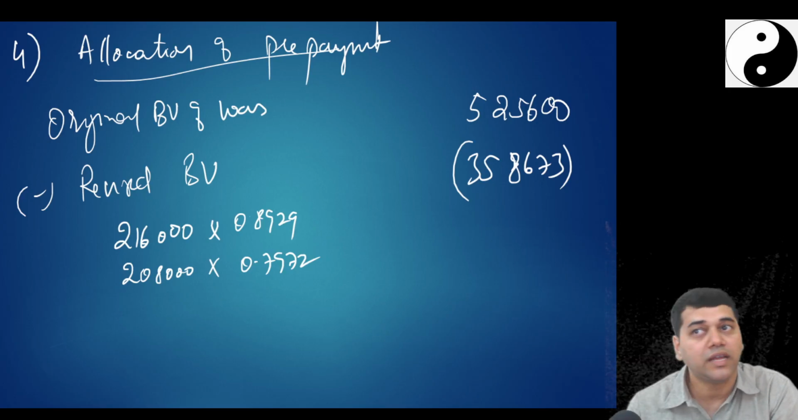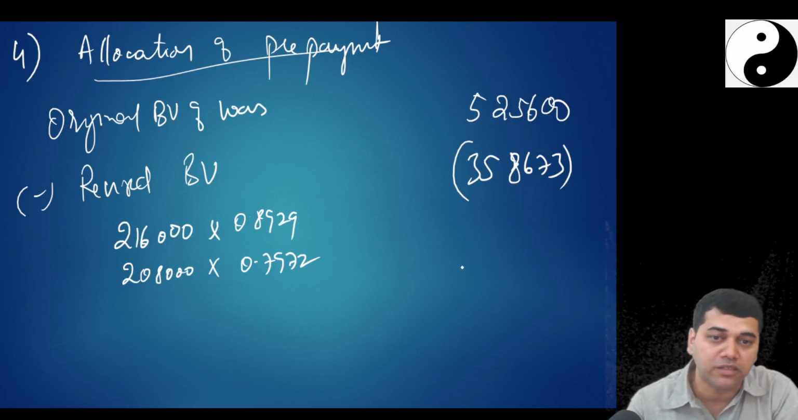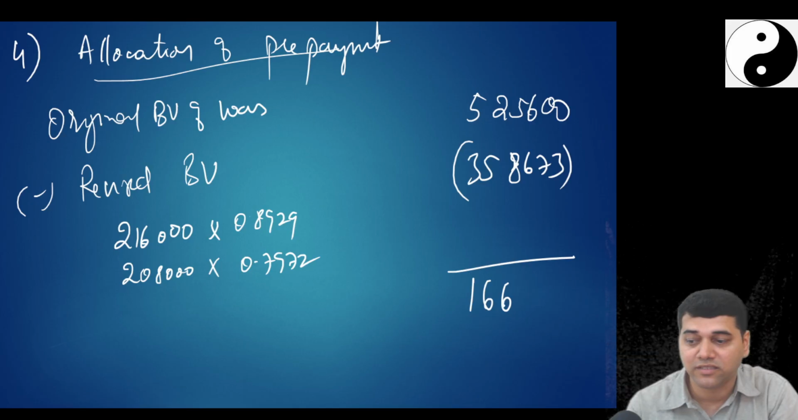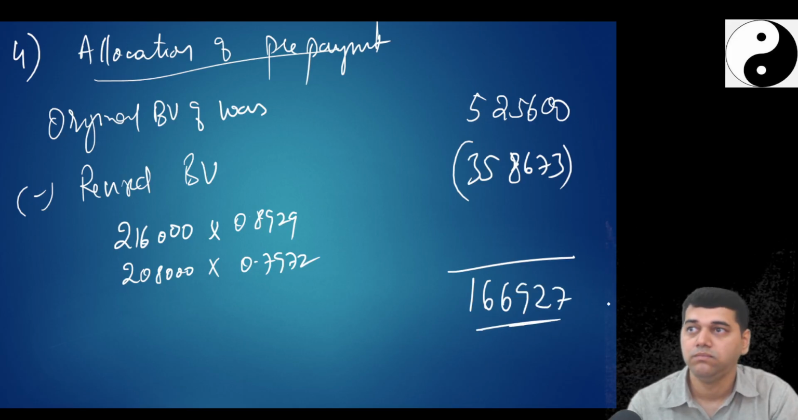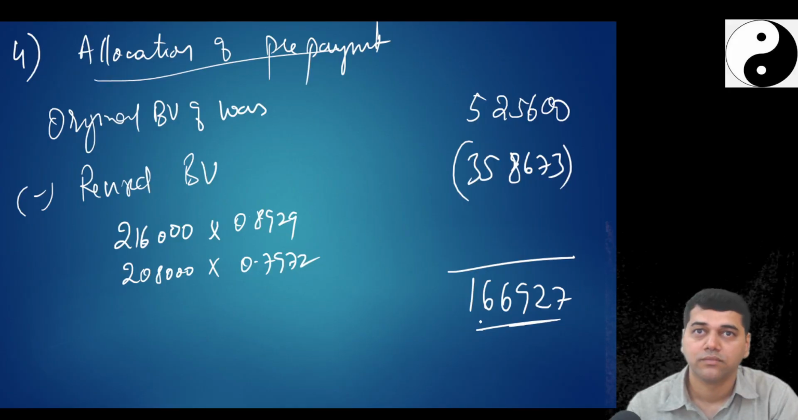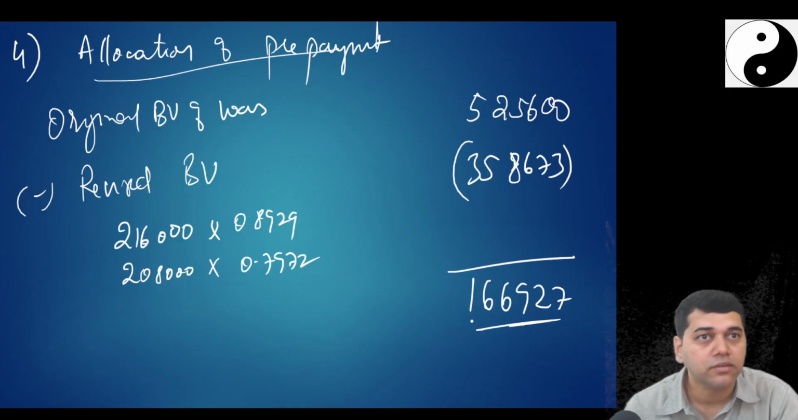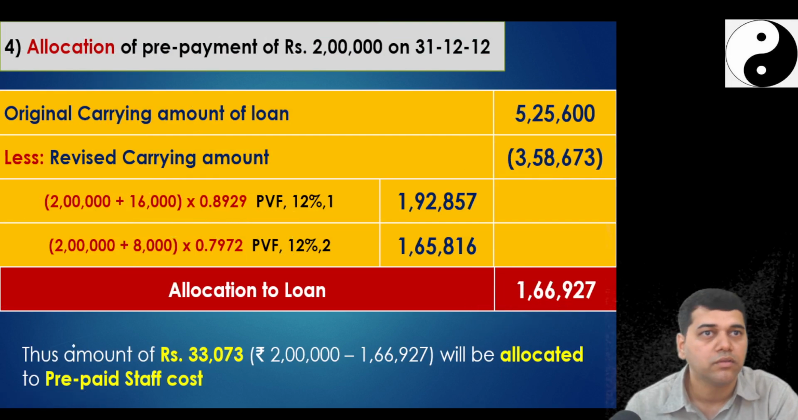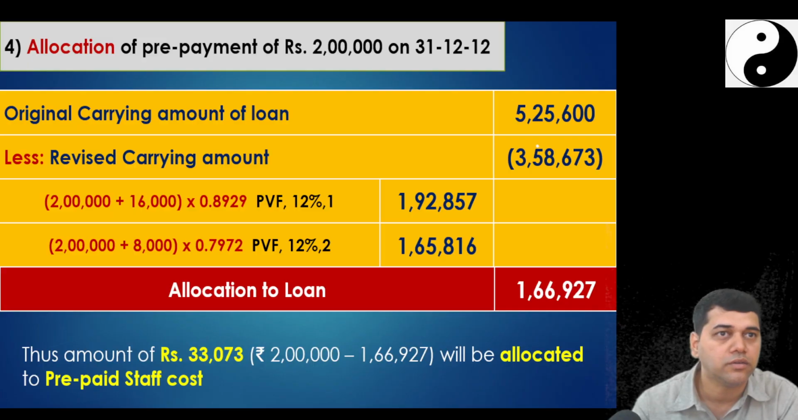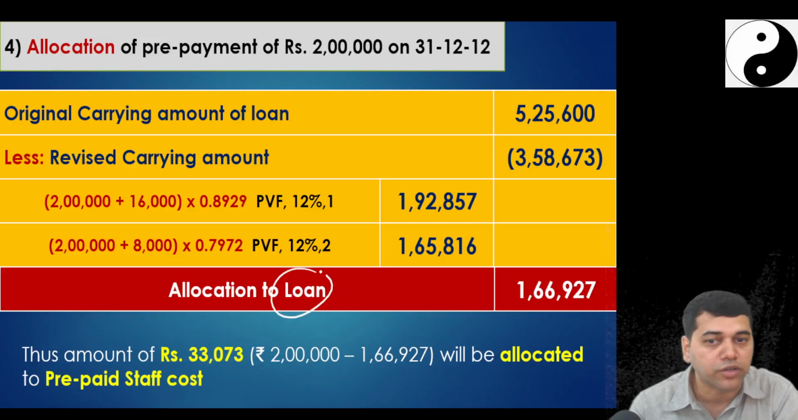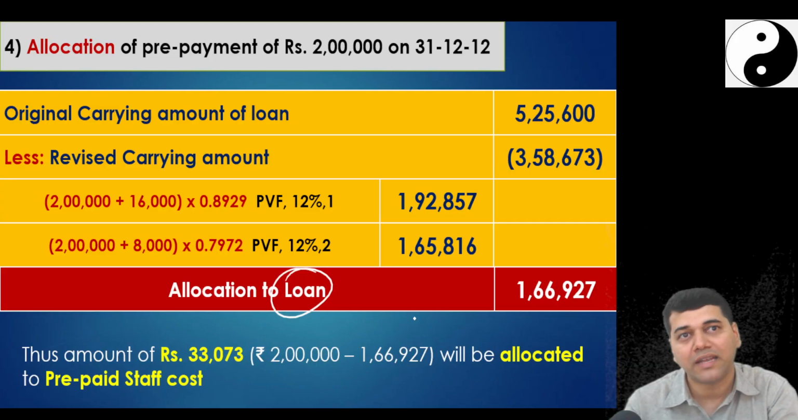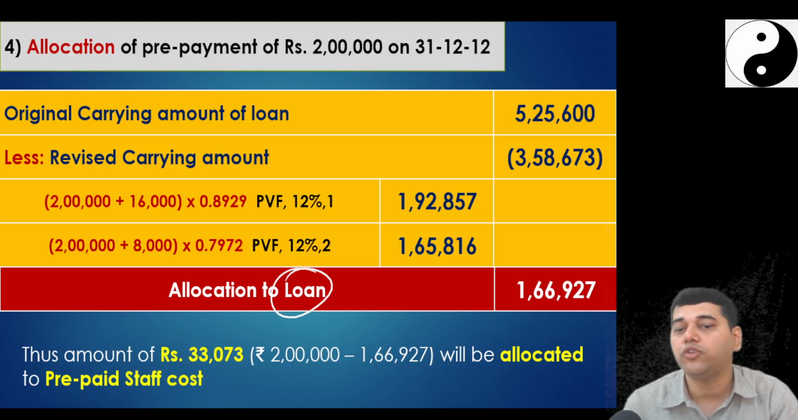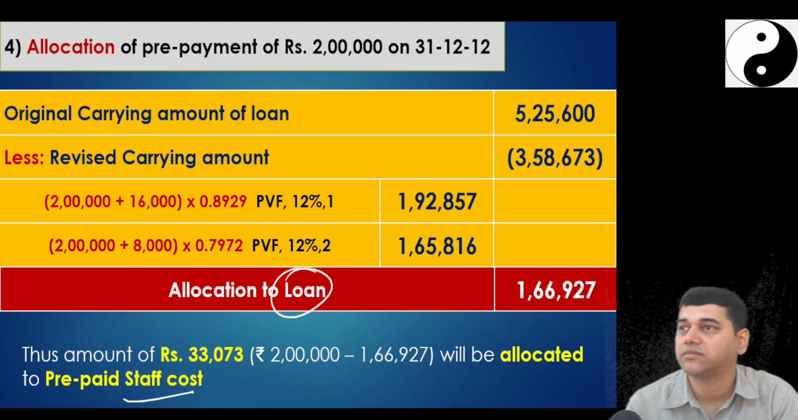So after payment, whatever it is, my book value of the loan should have been 3,58,673. Right now, how much is it? 5,25,000. That means how much should I allocate out of this 2 lakh to the loan? 1,66,927. This is allocated to the loan. So out of 2 lakh, if 1,66,000 you are allocating to the loan, the balancing amount you are going to allocate to the staff cost.